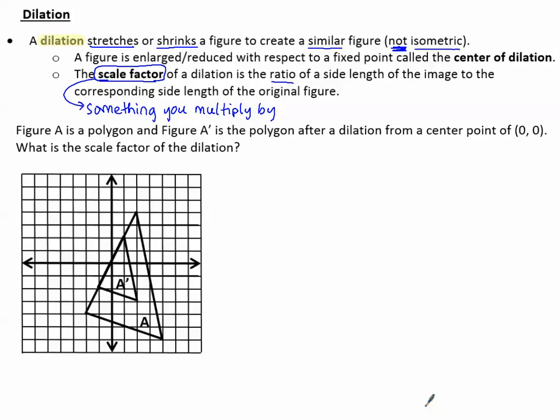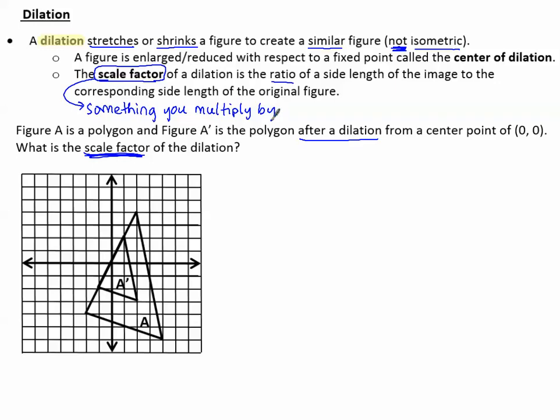Let's try one of these on our own. Figure A is a polygon, and figure A prime is the polygon after a dilation from a center point of (0, 0). What is the scale factor of the dilation? So we remember that scale factor is something we multiply by to get to the image.